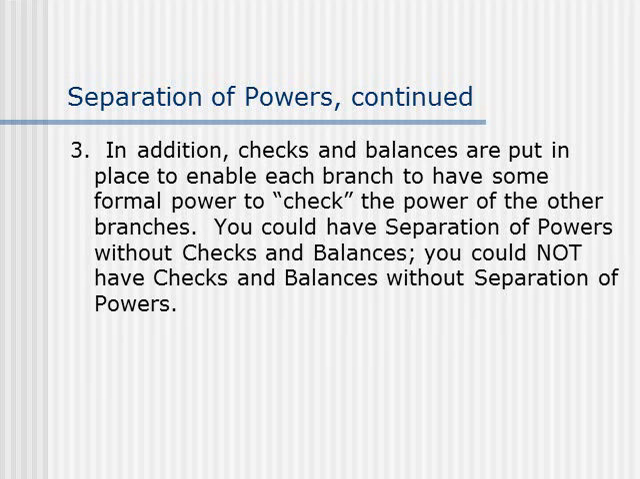In addition, checks and balances are put in place to enable each branch to have some formal power to check the power of the other branches. If you don't have formal checks and balances, then it becomes possible that even with separation of powers, one branch will be able to dominate. It's also possible that you create a situation where you have constant chaos between the branches. So you have to have formalized ways for these separate powers to relate to one another. And those are the checks and balances. Separation of powers and checks and balances go together.